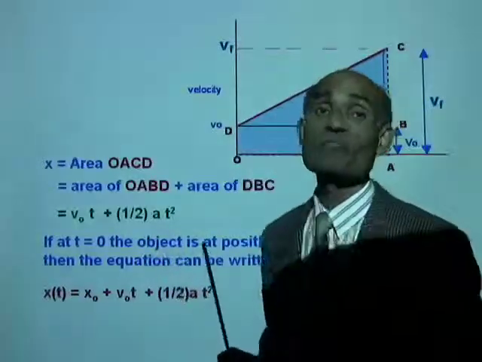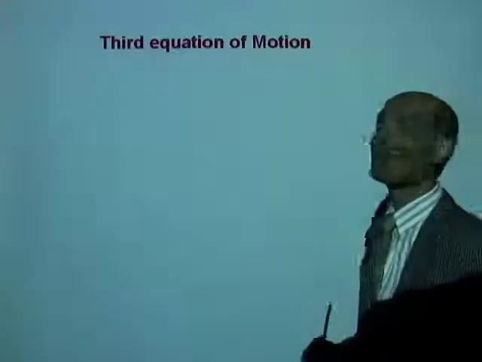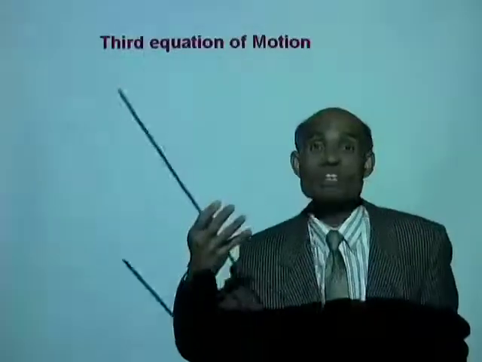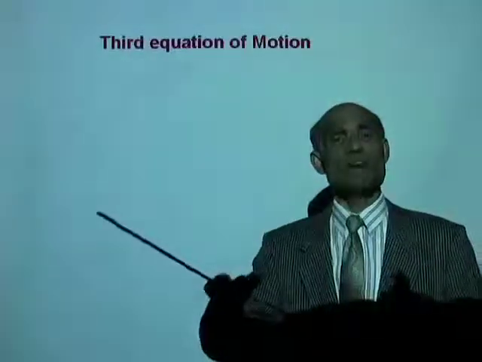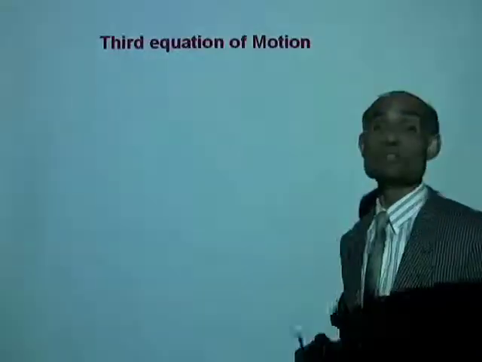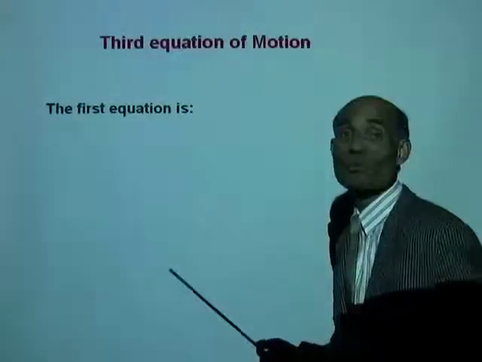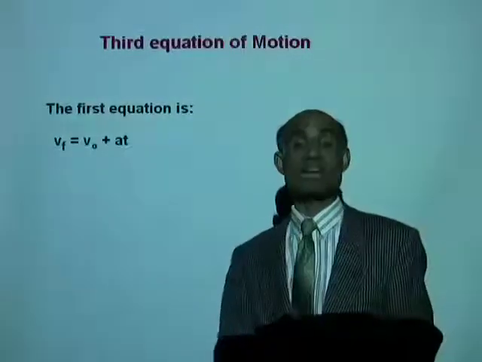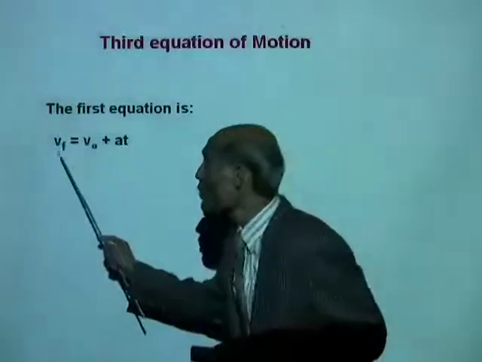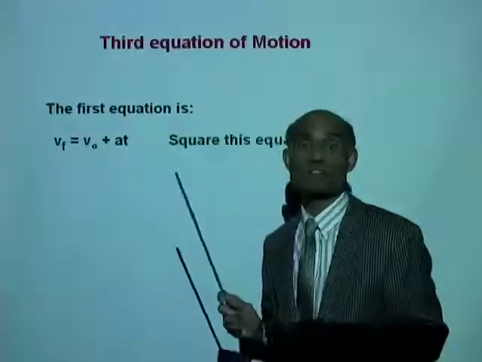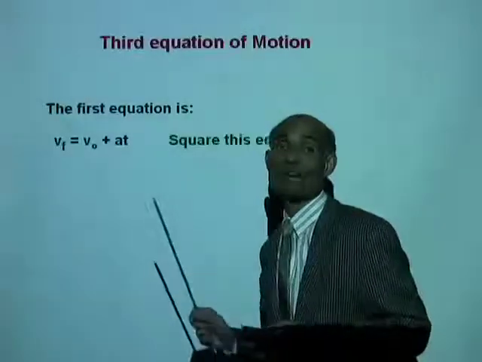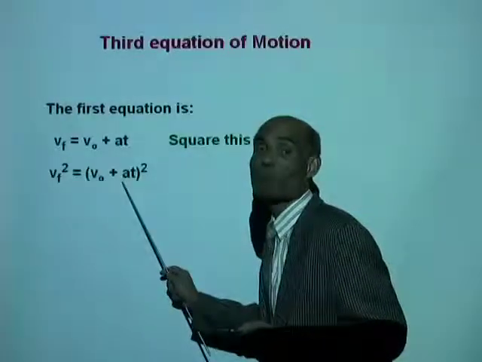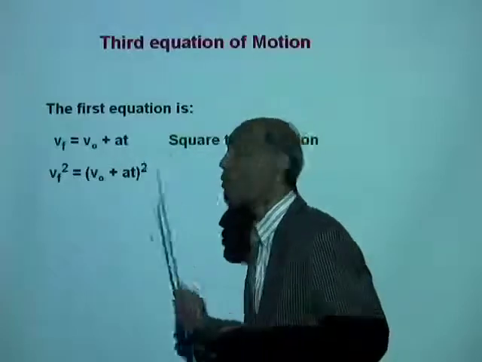Alright, we will now develop a third equation. Third equation of motion. What we're going to do is take the first equation and manipulate it and produce a different equation. The first equation is Vf equal to V0 plus AT. I'm going to square both sides of this equation. Can you square both sides of this equation? Vf squared equal to V0 plus AT all squared.